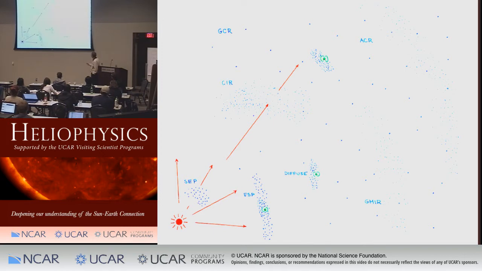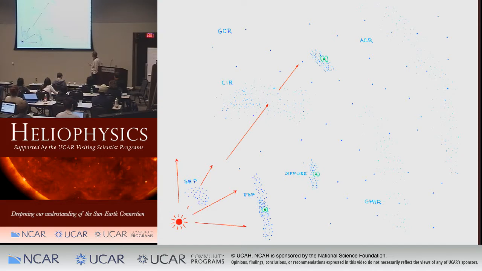Co-rotating interaction regions: I mentioned some of these shock pairs that occur when fast wind overtakes slow wind and squeezes the gas in between, and usually creates a pair of shocks when you go further out. The galactic cosmic rays are, of course, not from our system, but they certainly come into our solar system, and we'll talk a little bit about them near the end, where they come from.